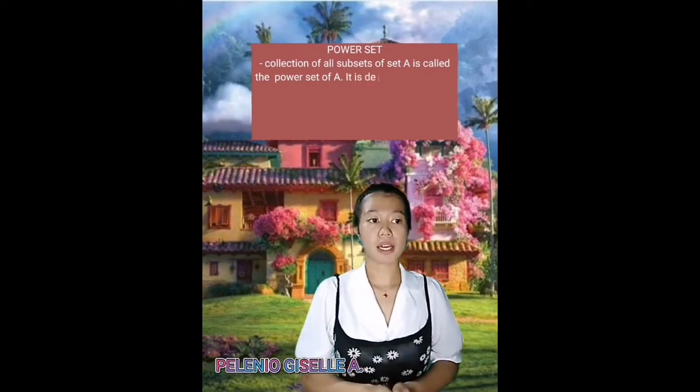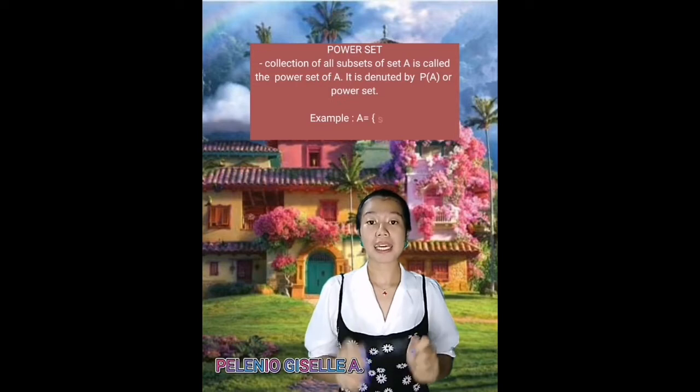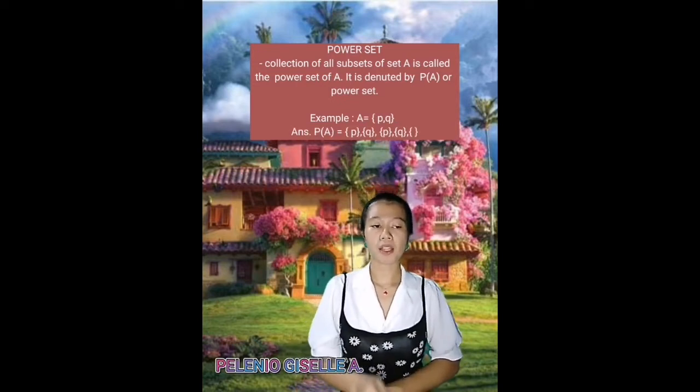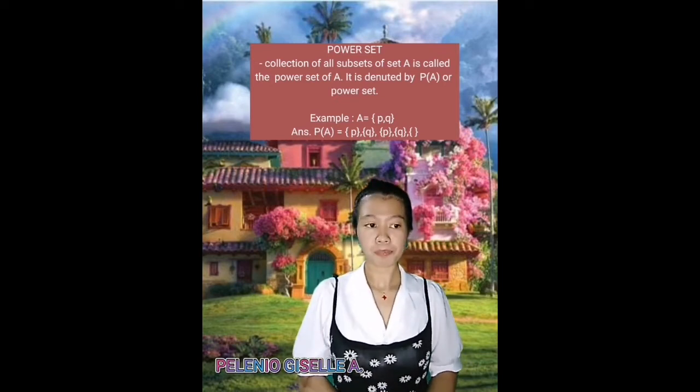It is denoted by power of set. In power of set, every element is a set. For example, we have two elements. Set A is P and Q. So, this will be the symbol of power of set.